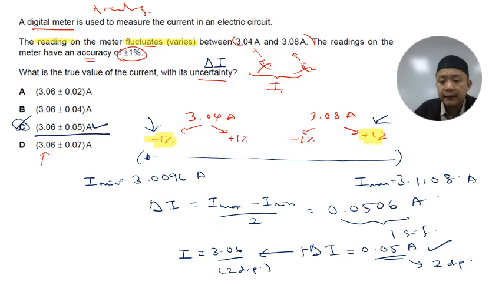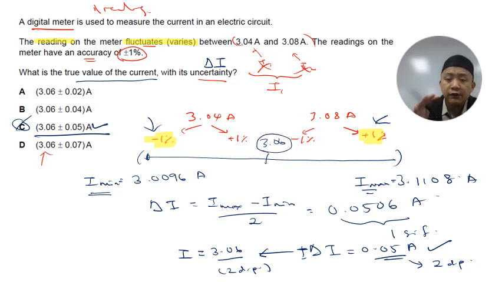So we add plus minus as the answer as shown in C because of the possible range of values that spans from I min to I max. So the middle value will be 3.06. So our current, or the true value of the current, would be 3.06, but we have a certain level of uncertainty plus minus 0.05. So it can probably be 3.1108 or it can be 3.0096. So that is what we call the uncertainty of one single reading, but the reading of a digital ammeter is fluctuating.